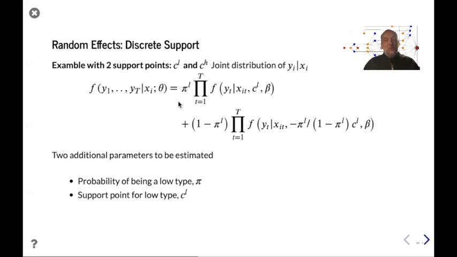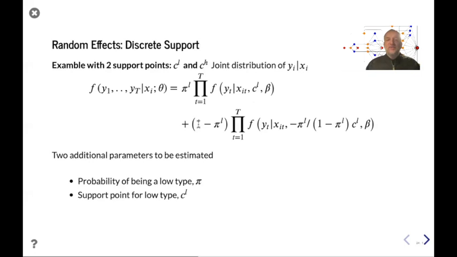With two types of support, there would be two support points, say C low and C high. Our joint distribution for yi conditional on xi, not on ci, but in terms of observables, is the following. It's the probability that you are a low type, times the joint density for people who are the low type. And notice that this is constant throughout all time periods because it's individual specific.